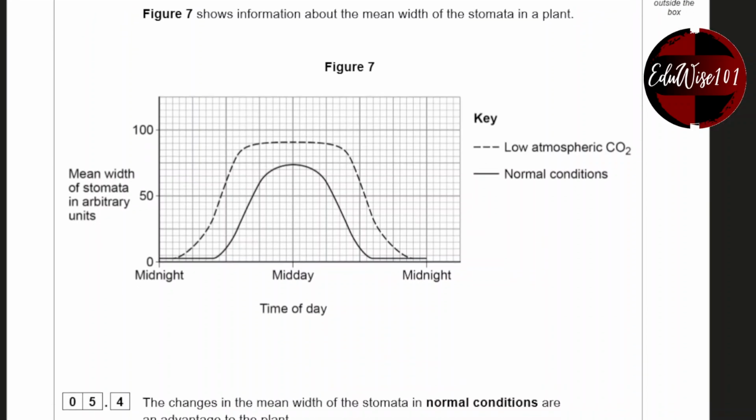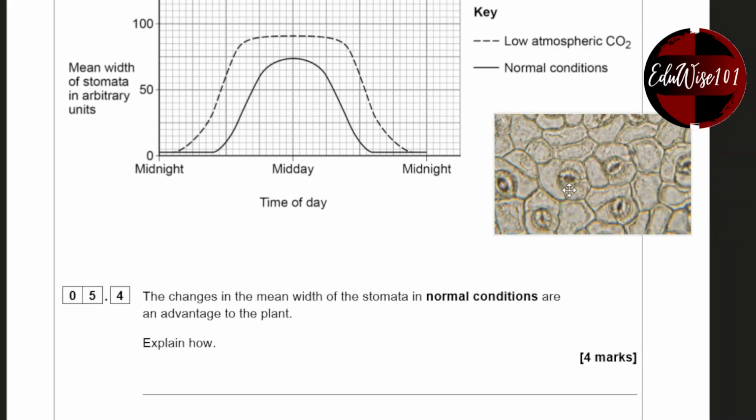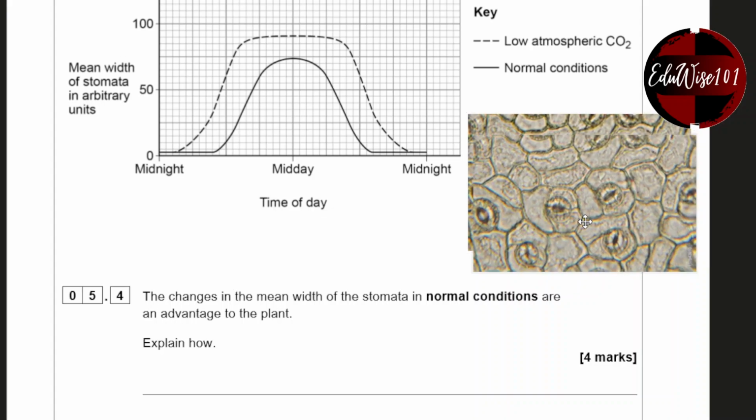Figure 7 shows some information about the mean width of the stomata in a plant. The mean width is on the y-axis, and the time of day, midday, is in between here. The solid line is the normal condition, and the dotted line is low carbon dioxide atmospheric conditions. Just as a little note, here's an image of what stomata actually look like in a plant cell. These are the guard cells, and that's the stomata.